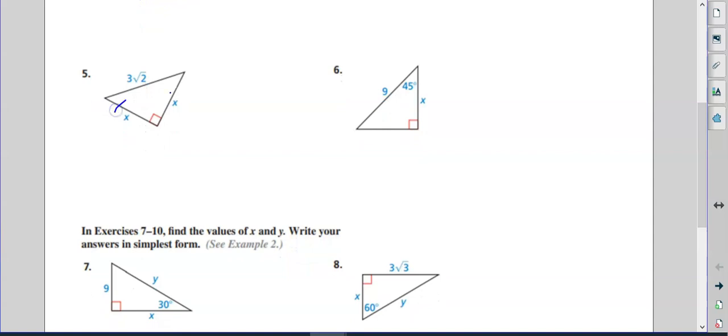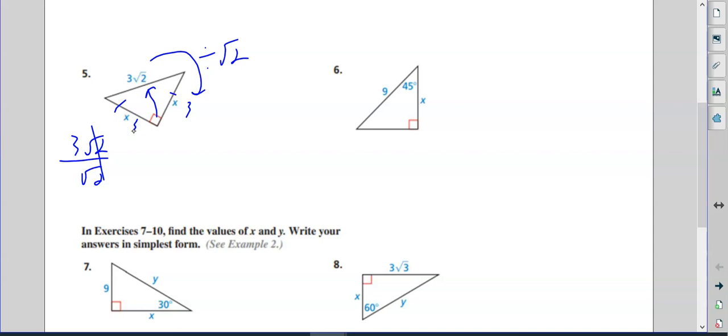Again, we have equal sides, but this time we have the hypotenuse. So we're going this way, which means we're getting smaller. We're going to divide by radical 2. So 3 radical 2 divided by radical 2, those just simply cancel, and we end up with legs that are 3.